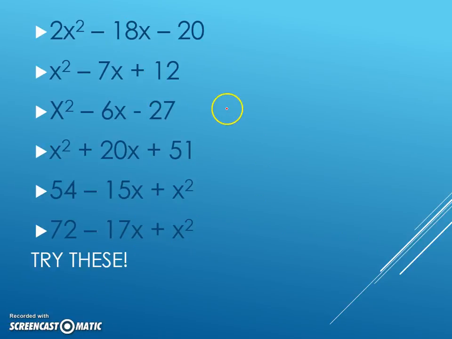Okay, on each of these next ones, I want you to try them on your own, and then I'll give you the answers to each of them. Remember to look and see if it has a GCF, and also when you get down here to the end, put them in ax squared plus bx plus c format. So reorder them where they're in the right order before you try to solve.